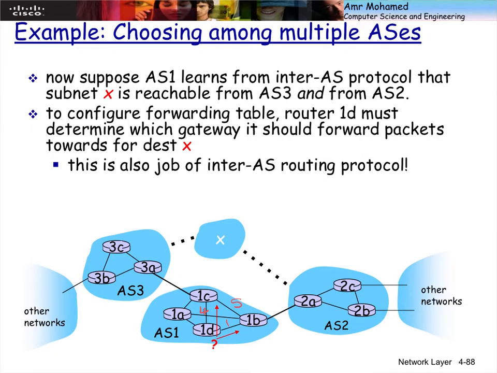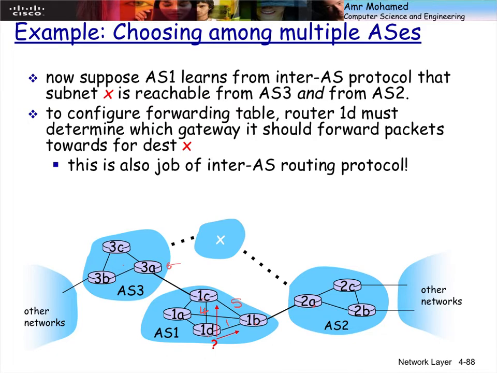Okay? So in that case, I can reach X through 1B, which will take me through autonomous system 2, and I will reach X. Or I can send to 1C, which will take me through autonomous system 3 to X. I have both choices. I can do either. But the policy says that you have to send to X through autonomous system 3.